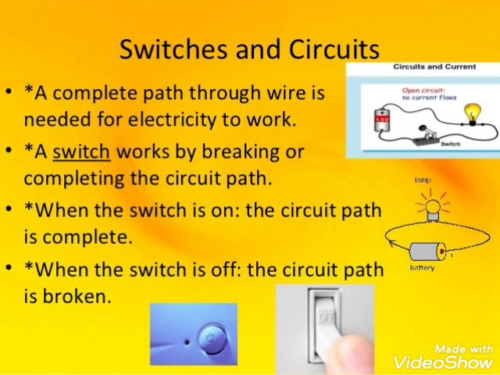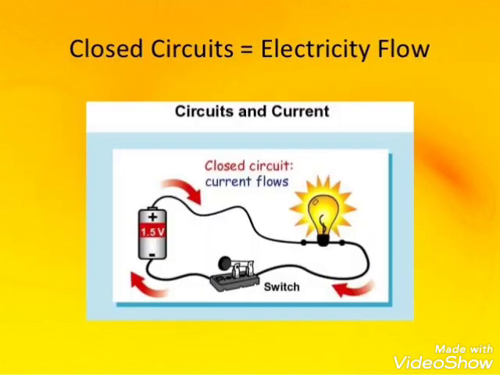Switches and circuits. So how are switches connected? We have seen that when we switch any appliance on, it starts working. When it is switched off, the current stops flowing and it doesn't work. So a complete path through wire is needed for electricity to work. A switch works by breaking or completing the circuit. When we switch the appliance on, the circuit will be completed.